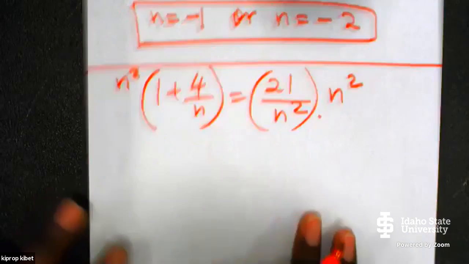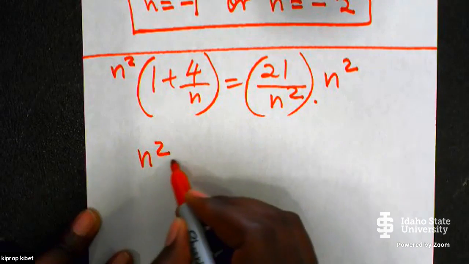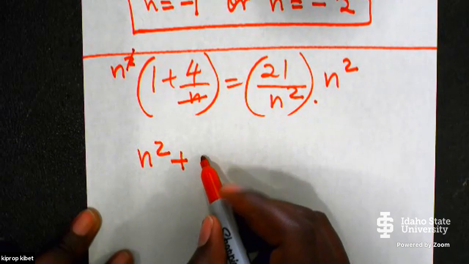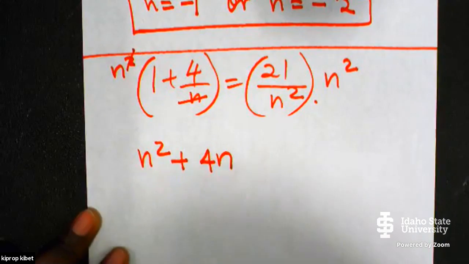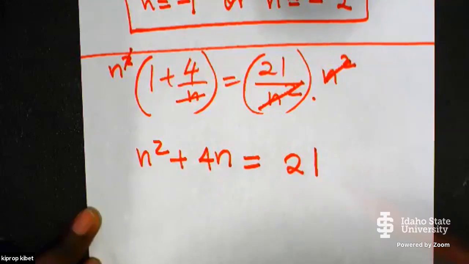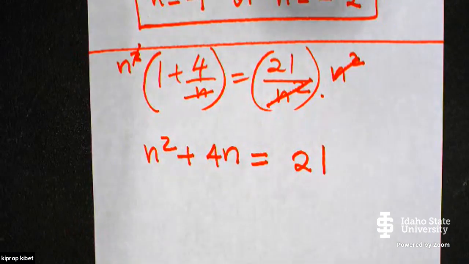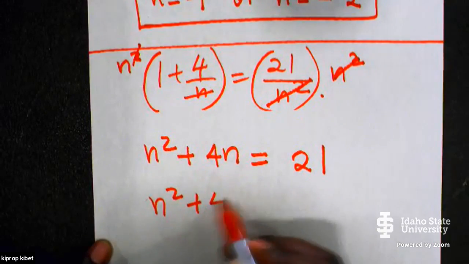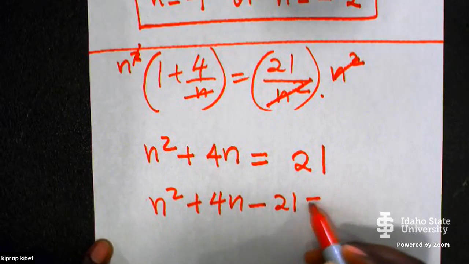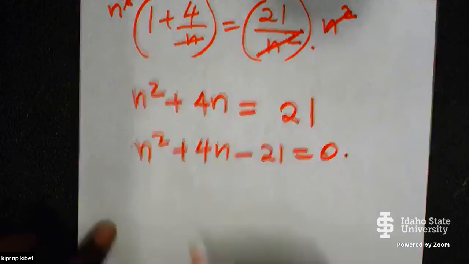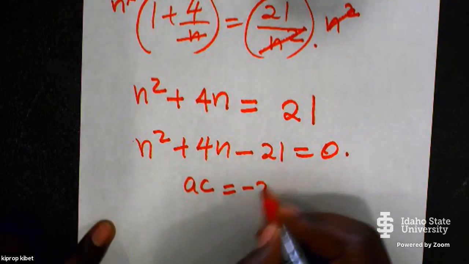So when you open the brackets, then it will be n squared plus, so this will cancel with 1n there. So it will be 4n. Okay? Equals to, this will cancel with that, equals to 21. So you bring this 21 to this side. So n squared plus 4n minus 21 equals to 0.